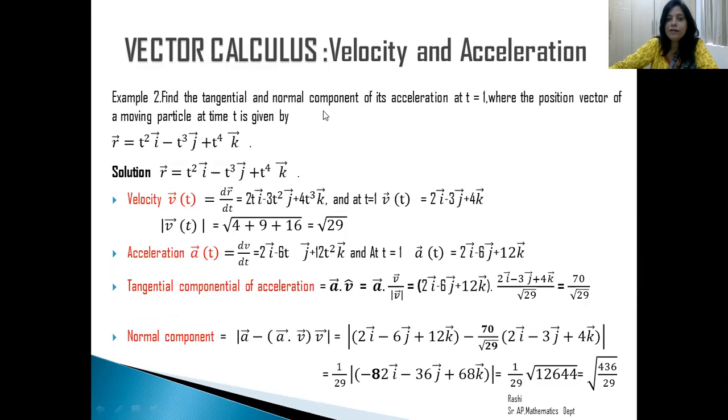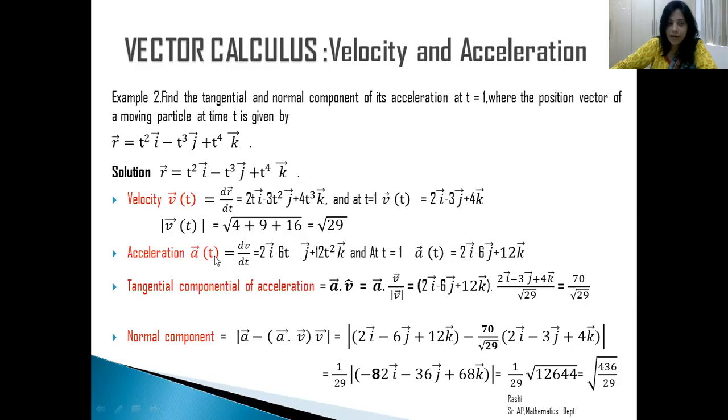Find the tangential and normal component of its acceleration at t is equal to 1, where the position vector of a moving particle at time t is given by this. So now they have defined r. So the very first step, like in the previous question, what will I do? I will find out dr by dt. Okay. Now see, in this question they told me that I want it at t is equal to 1. So substitute t is equal to 1 here. So the moment you put t is equal to 1, what are you getting? See, when you put t is equal to 1, velocity is 2i minus 3j plus 4k.